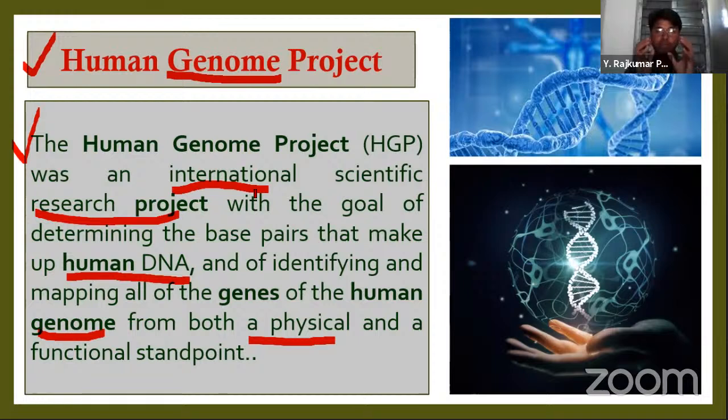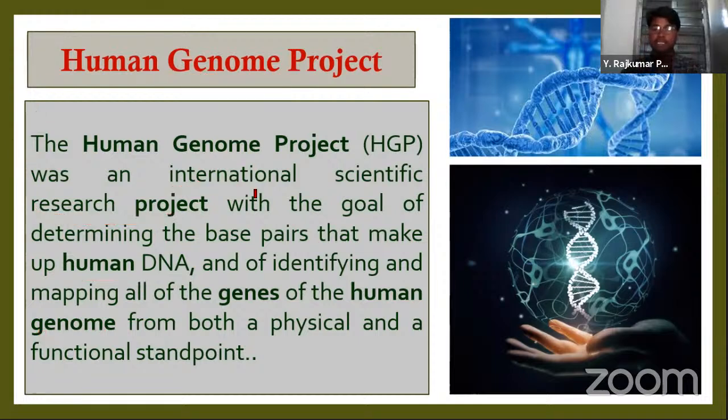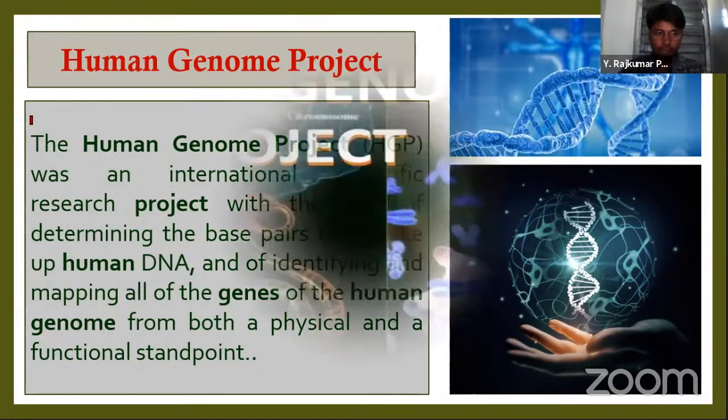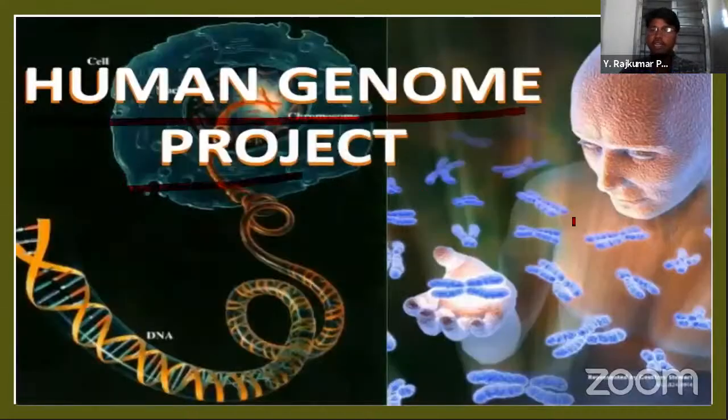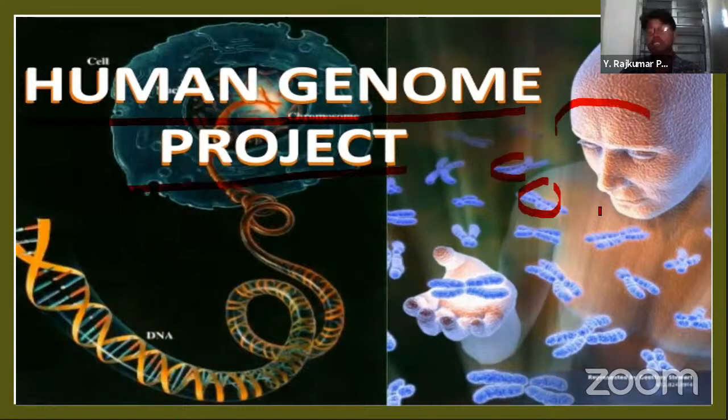So hope you have understood the basic meaning of the genome and the Human Genome Project. It is to know about the complete genetic map of human beings. Let's see the Human Genome Project. Here in the slide, you can see a person and there are different chromosomes which are floating. So it is about knowing the chromosomes and the genes which are present in the chromosomes.